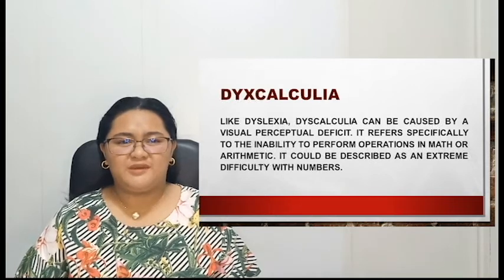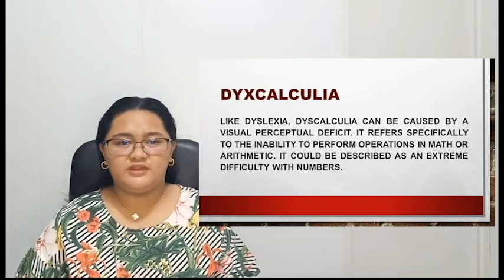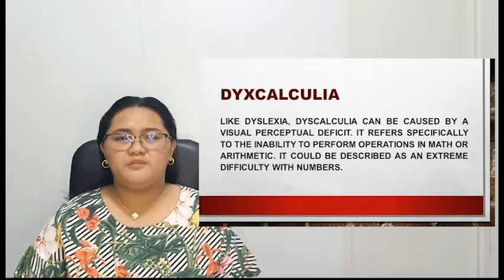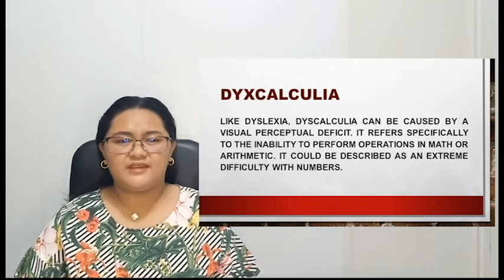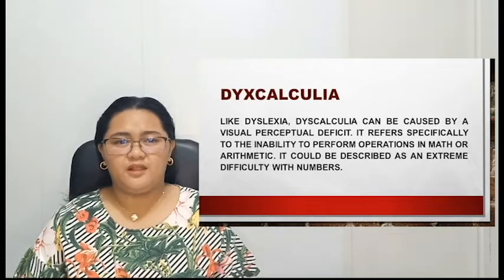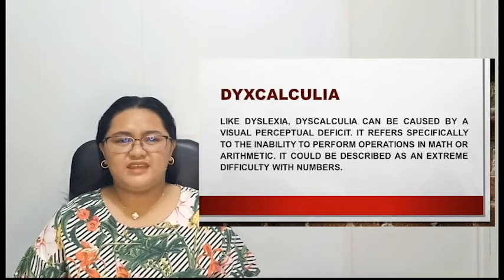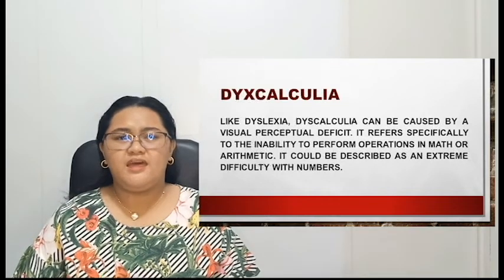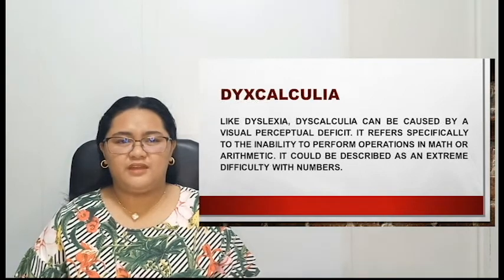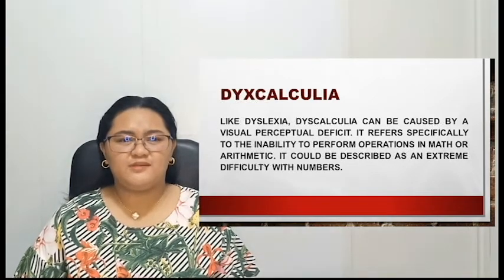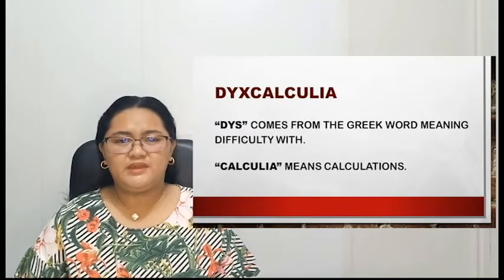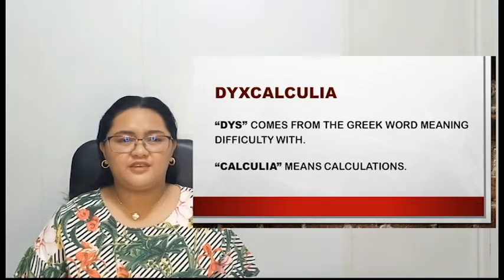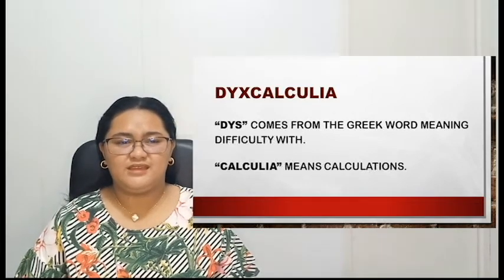It could be described as an extreme difficulty with numbers. Dyscalculia doesn't have the same stigma surrounding it, but it is very important to recognize it as soon as possible before it impacts the child's self-esteem. Just as there is no single set of signs that characterize all dyslexics, there is no single cause of dyscalculia. Dyscalculia comes from the Greek word dys, meaning difficulty with, and calculia, meaning calculations.